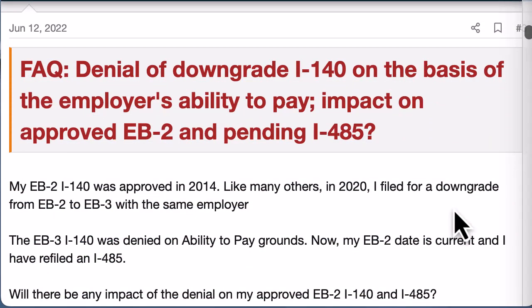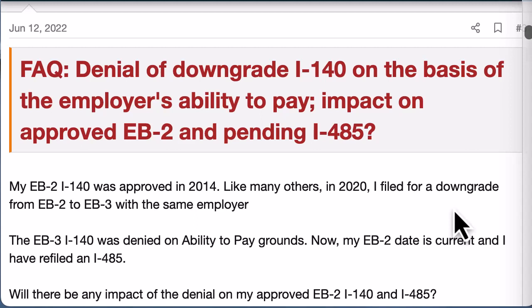Oh, this is a huge problem for a lot of people. Denial of a downgrade I-140 on the basis of the employer's ability to pay and its impact on approved EB1 and EB2 and pending I-485. So what is this scenario?